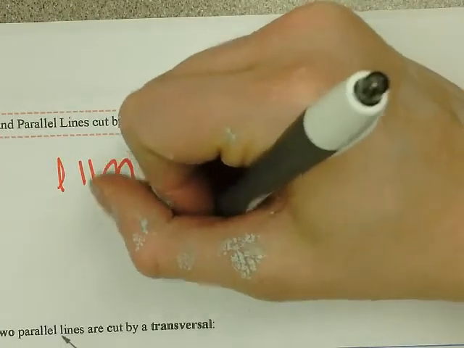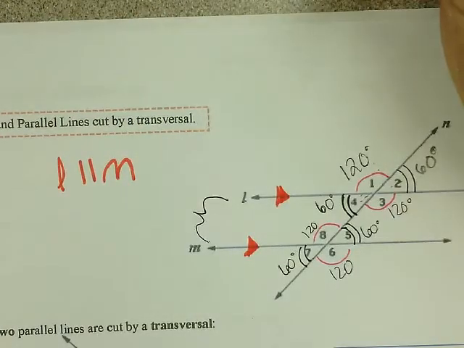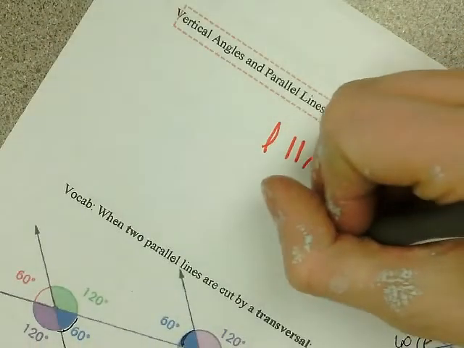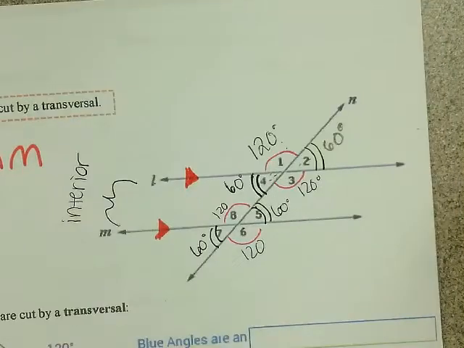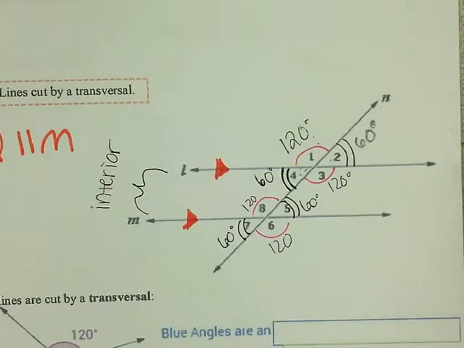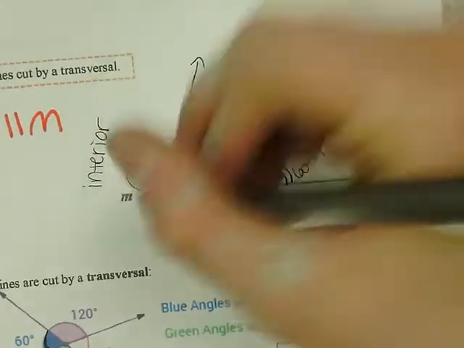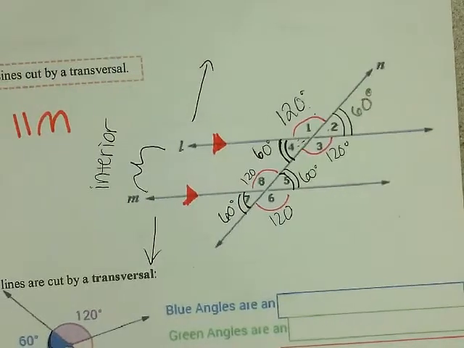So, real quick, when we were talking about in between our parallel lines, we call that the interior. What does interior mean? If you're an interior decorator, what are you doing? You're decorating on the inside, right? Okay, so inside my parallel lines. So this kind of tells you a map of what's happening. So what do you think the outside of my parallel lines are called? Exterior.